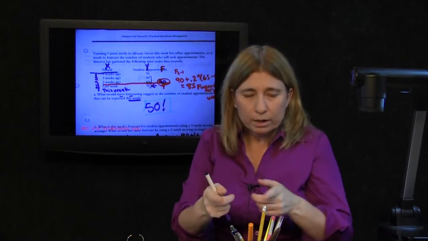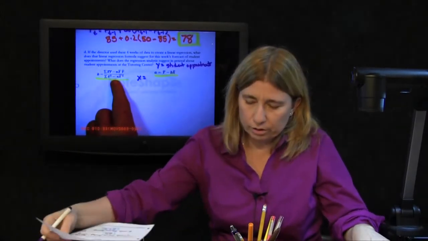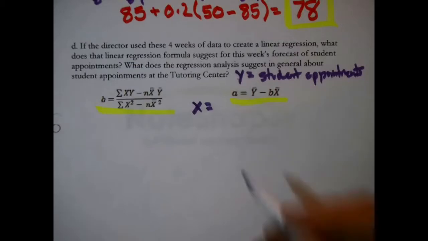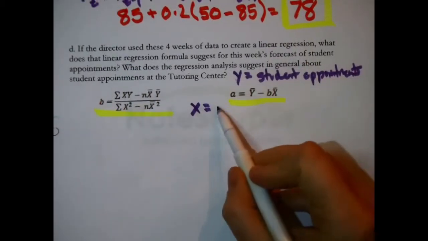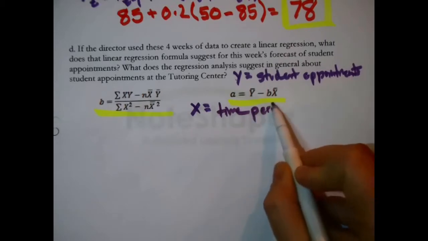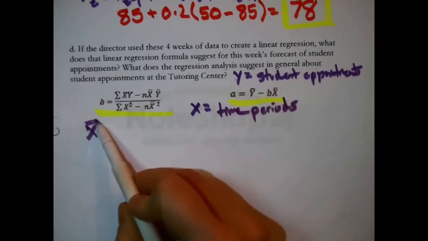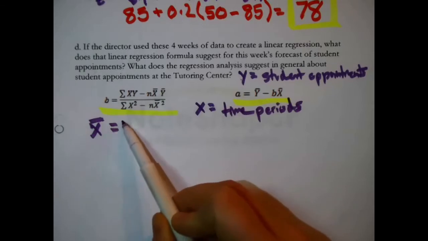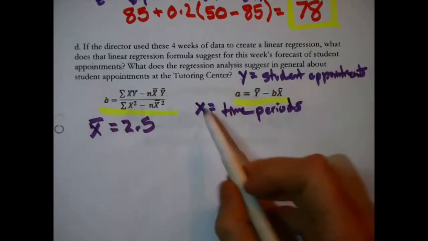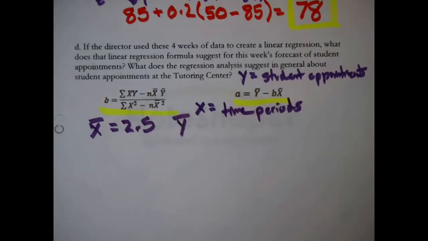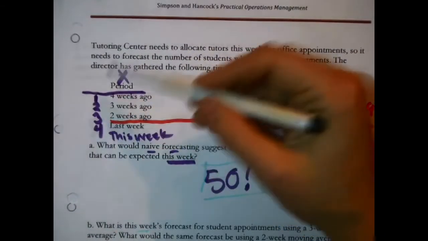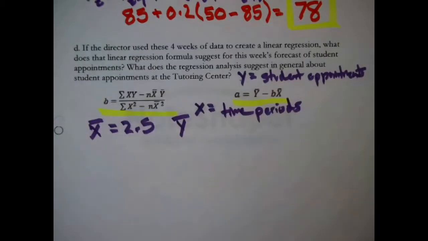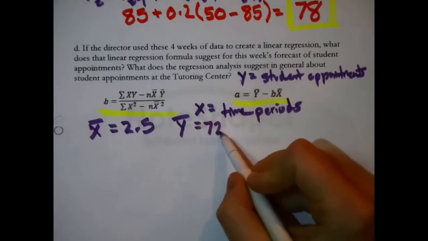Why am I so obsessed about that? Because we've got to find these summary statistics. For instance, we need the average X, or X bar. If X is time periods, that's just 1, 2, 3, and 4 averaged together, or 2.5. We need the average Y. I would retrieve that old data and average it. What's the average of 95, 80, 65, and 50? I get 72.5. Good to know. We're going to need that.